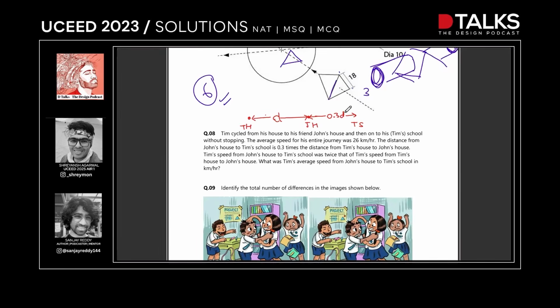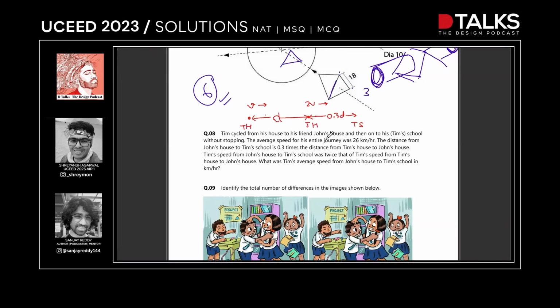Tim's speed from John's house to Tim's school was twice that of Tim's speed from Tim's house to John's house. So let's say the speed of Tim for this distance was v. Then from John's house to Tim's school, it was 2v. Twice that. So what was Tim's average speed from John's house to Tim's school? So we need to find the value of 2v, right?